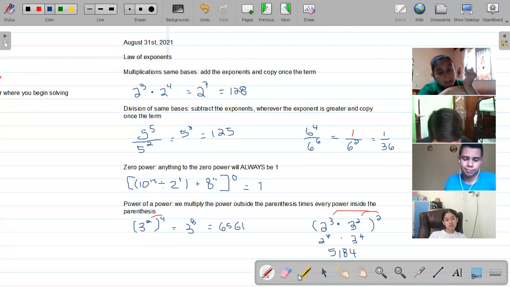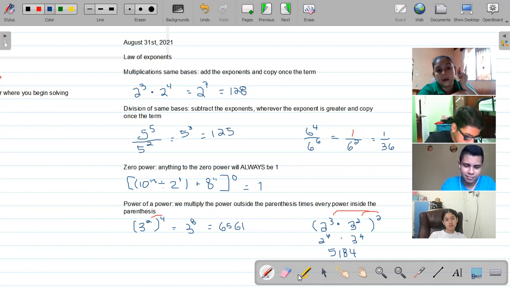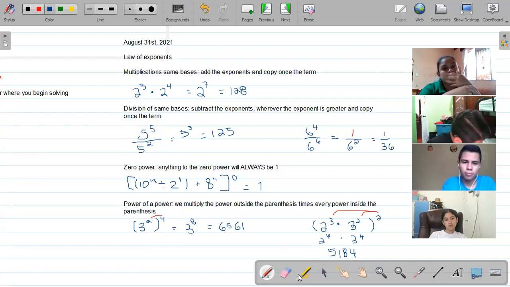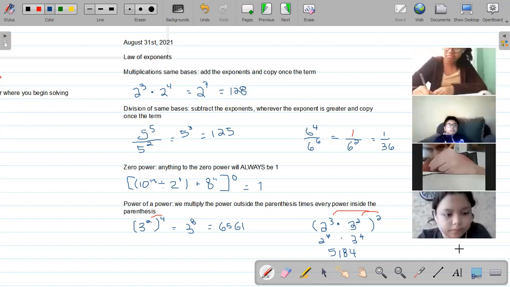So we have multiplication of same basis, division of same basis, 0 power, power of a power, and we're missing 1. Which one are we missing? You remember? You remember which one are we missing?